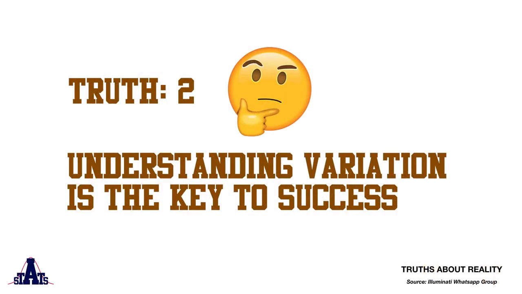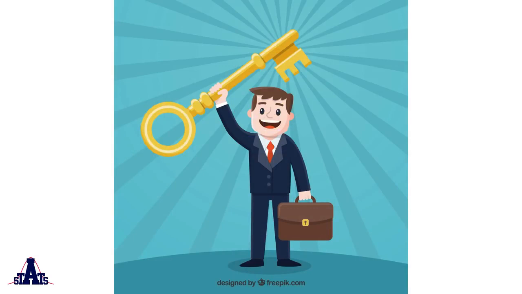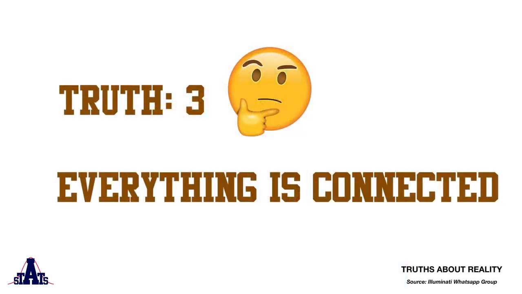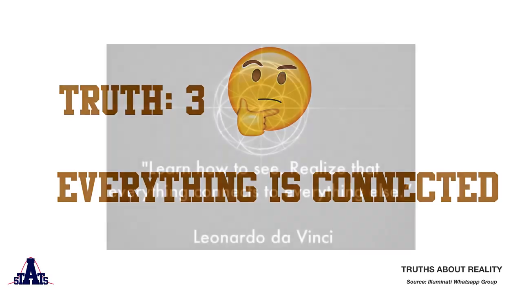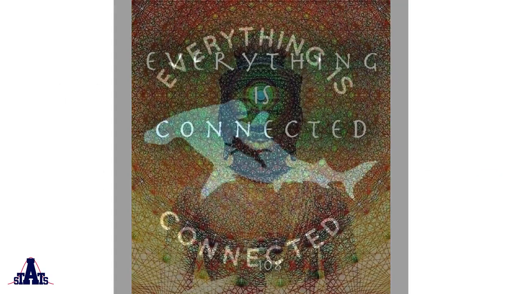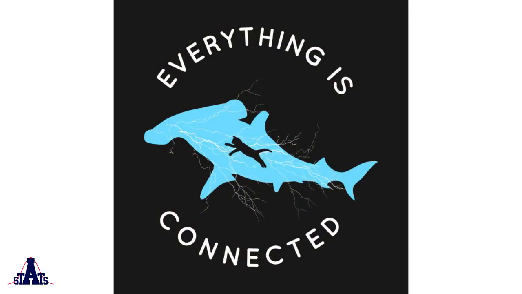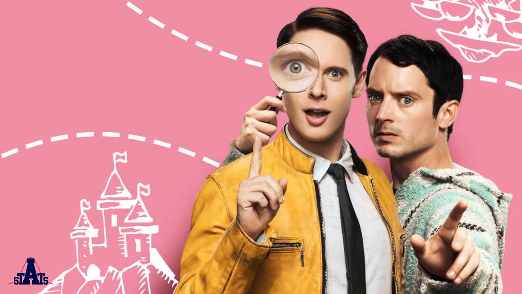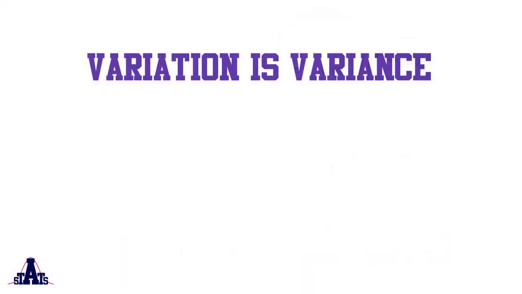Now, truth number 2 is that if you can understand this variation, then you hold the key to success. And the third truth is that everything is connected. Now, Leonardo da Vinci said that, religion says that, and even Dirk Gently says that. If you don't know why there's a little kitten turning into a shark, it's because you haven't watched this amazing show. Anyway, back to statistics.